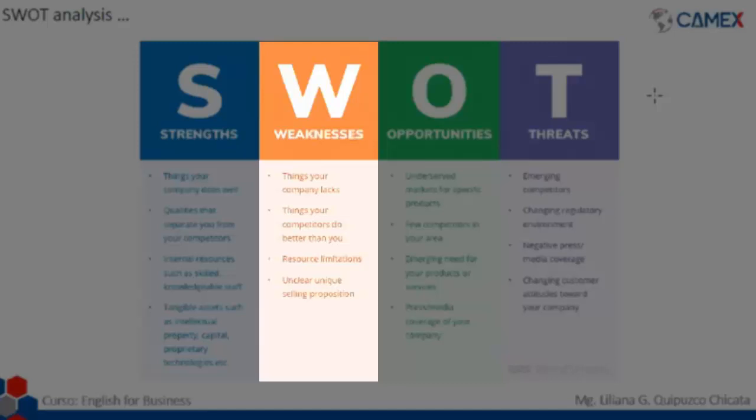Another would be things your competitors do better than you. Let's say, for example, the people that work with us maybe are not very good at math. So when they have to do the bills and bring the bills, they are going to take too much time to bring the bill because they will take their time to do the math. But on the other hand, if our competitors are better at this, it would be our weakness. Okay?